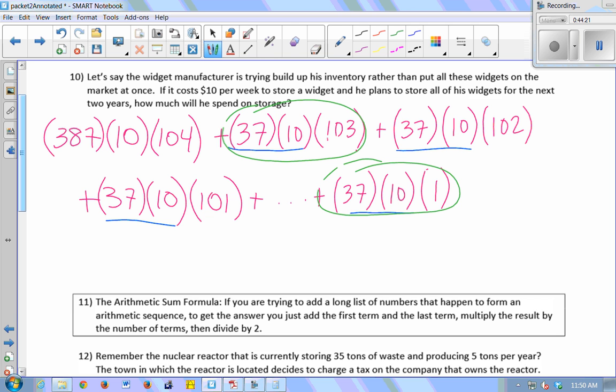And so I'm kind of separating this first term. I'm saying, okay, I'll just add that at the end because it doesn't follow the same pattern as all my other terms. And so I said, okay, just save this for the end, and I'm going to add up the rest of the numbers and then add it to this.